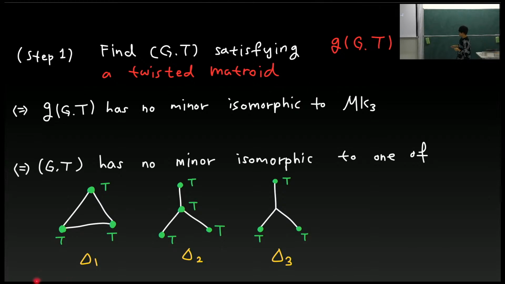So we can find that this delta-matroid has a graphic delta-matroid which is isomorphic to MK3 up to taking the twisting operation. So this problem is the same as finding a graph GT which has no graph minor isomorphic to one of these three graphs.